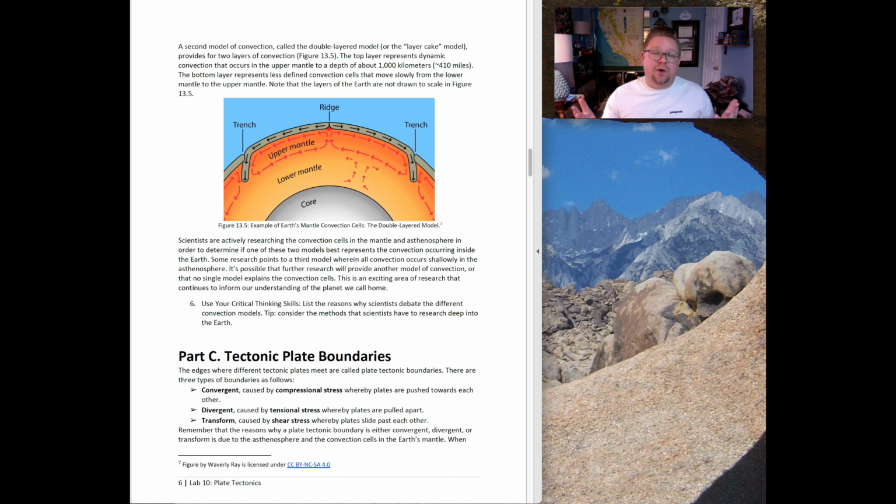create not just your observation, but your interpretation of how that operates and works, and use some of the skills that you've learned so far in this lab. That being said, we wrapped up Part B.